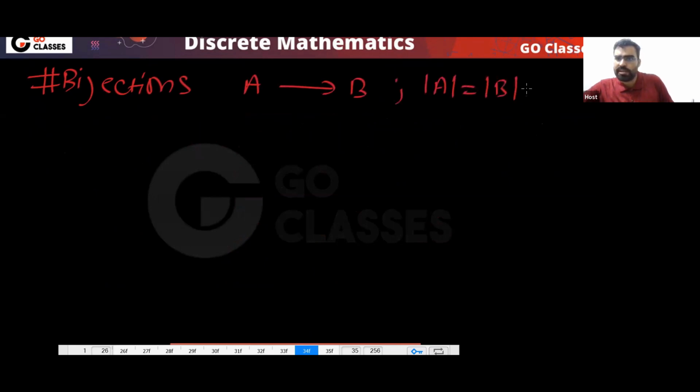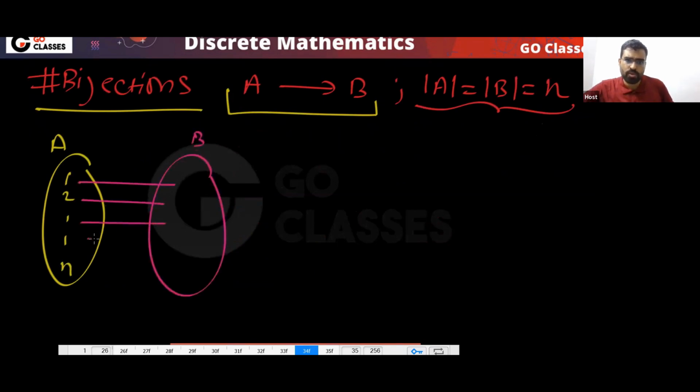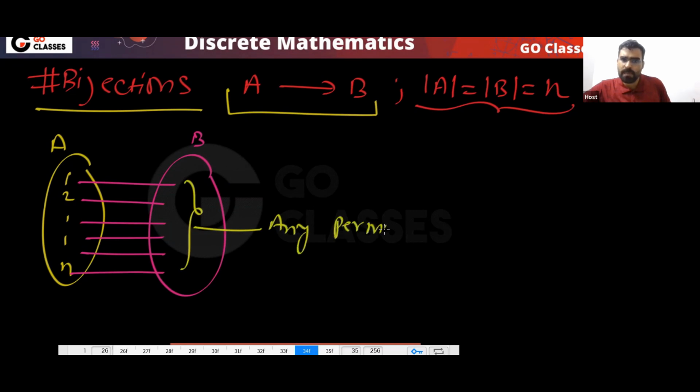So finally, this is the idea. Number of bijections from A to B, where cardinality of A and cardinality of B is equal to n. How many bijections will there be from set A to set B? Very simple. Fix A, don't change A, but do permutations of B. Any permutation of B you can put here.